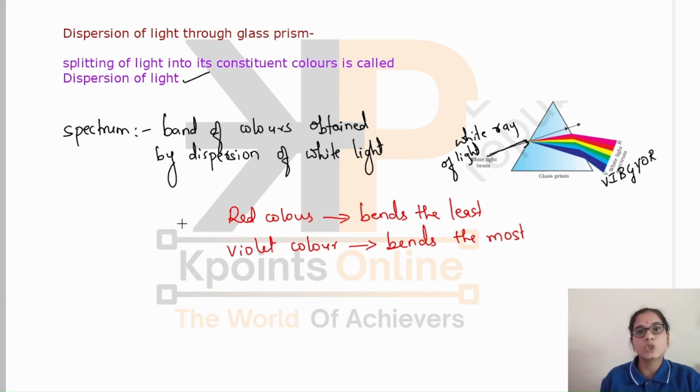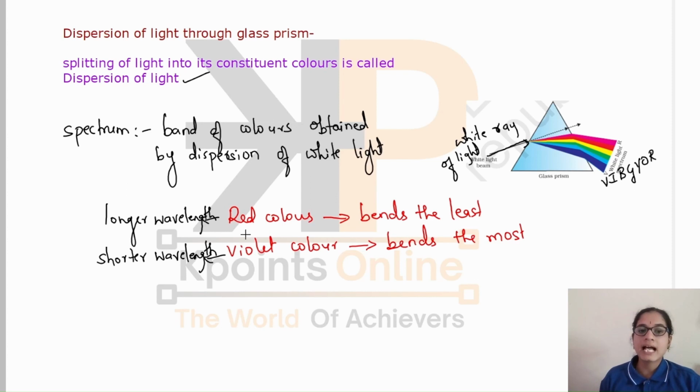The color which has longer wavelength will bend the least and the color which has shorter wavelength will bend the most. See here, red color has longer wavelength and it will bend the least and violet color has shorter wavelength and it will bend the most. So wavelength means it is the distance between two consecutive crests or troughs. As the wavelength increases, the bending becomes less. So wavelength and bending are related inversely to each other.